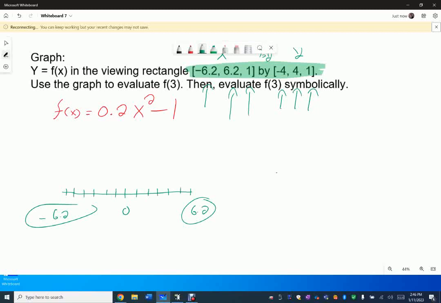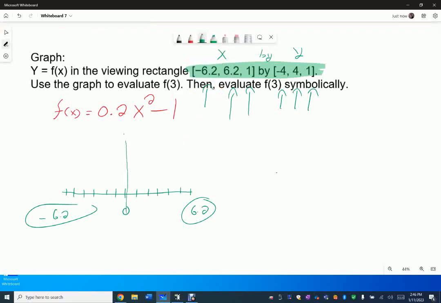And then the y values are going to go from negative 4 to positive 4. Let me start at the center, go up, and then down, and that's going to be a positive 4 and a negative 4. So y minimum is negative 4, y maximum is positive 4, and my scale again is 1.